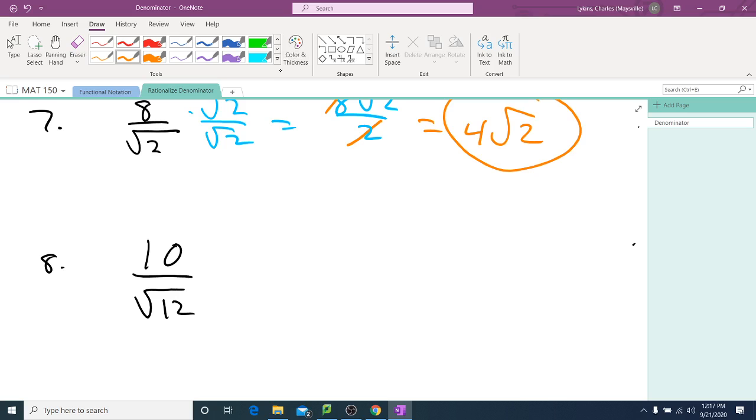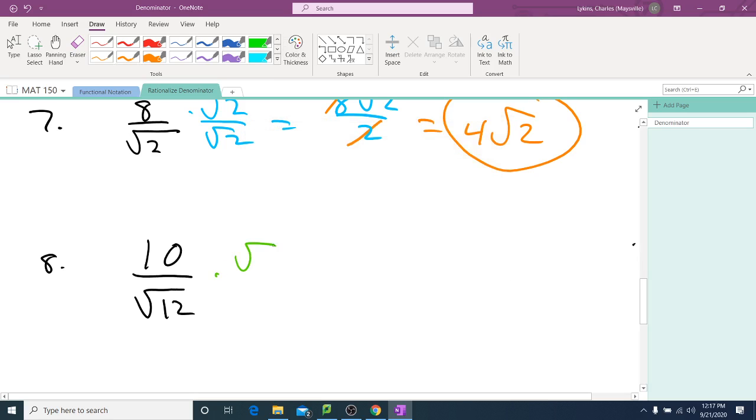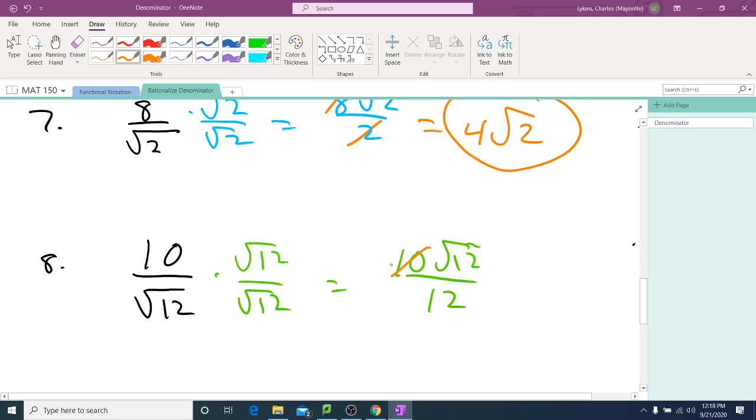That's why I just leave it just like that. 10 over square root of 12. So I'm going to multiply by square root of 12 over square root of 12. That gives me 10 square root of 12 over 12. Now, notice that 2 can go into both. So 2 goes into 10 5 times. 2 goes into 12 6 times. So that's 5 square root of 12 over 6.